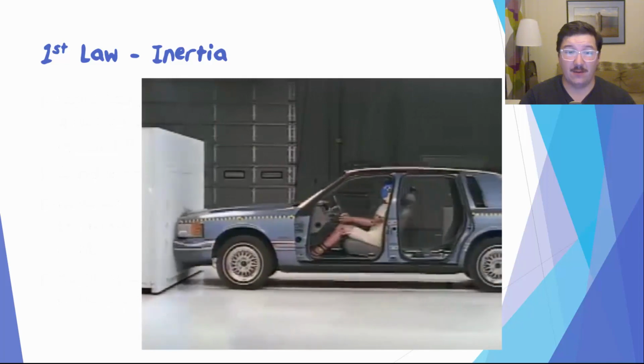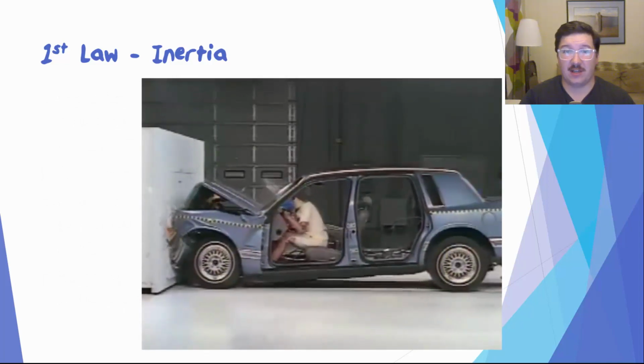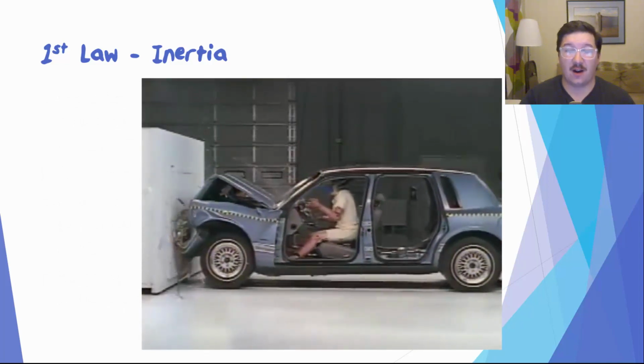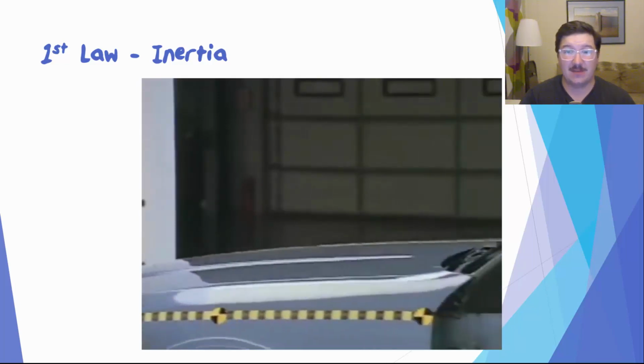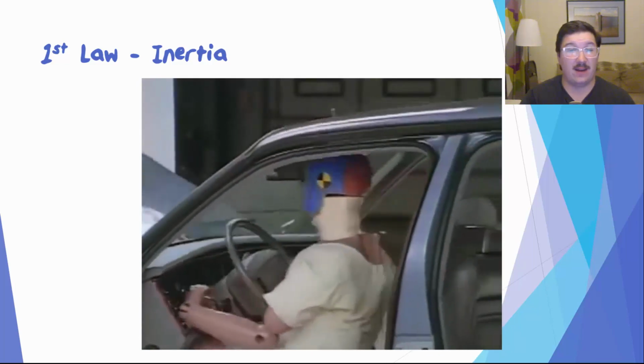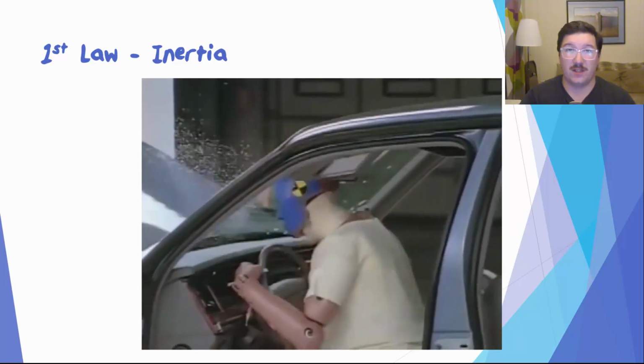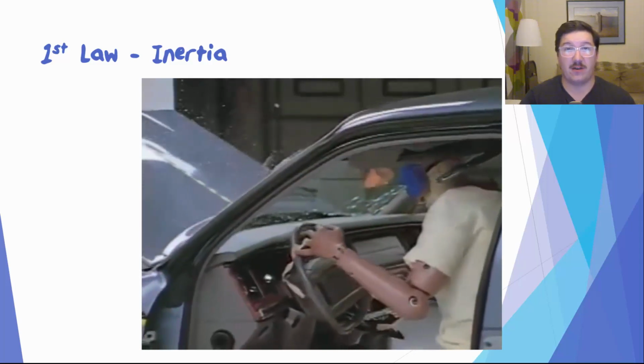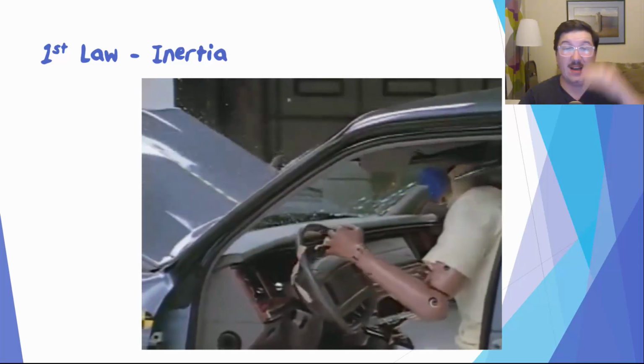In this video, we are looking at a crash test of a car. And you can see even though the car stops, the dummy keeps moving, right? It keeps moving at least until forces are exerted upon it, right? Forces are exerted upon its chest by the steering wheel and its head by the windshield.